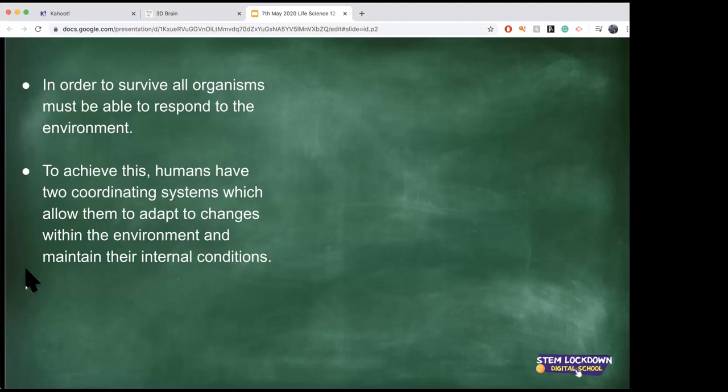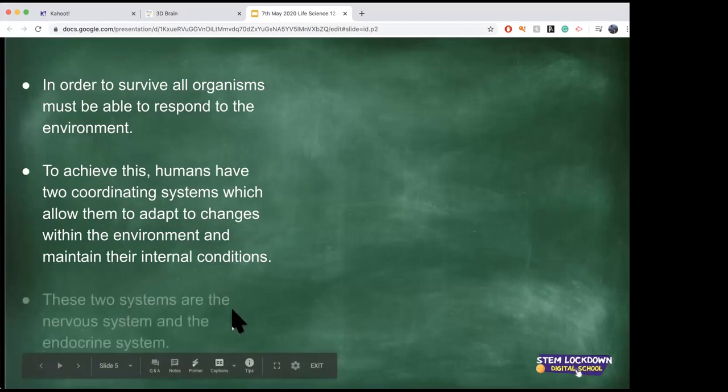To achieve this, humans have two coordinating systems, which allow us to adapt and change to the environment and maintain our internal conditions. That is called homeostasis. For humans to be in homeostasis, it means that all our systems are functioning optimally and we are happy in our environment. Now, the two systems are the nervous system and the endocrine system.